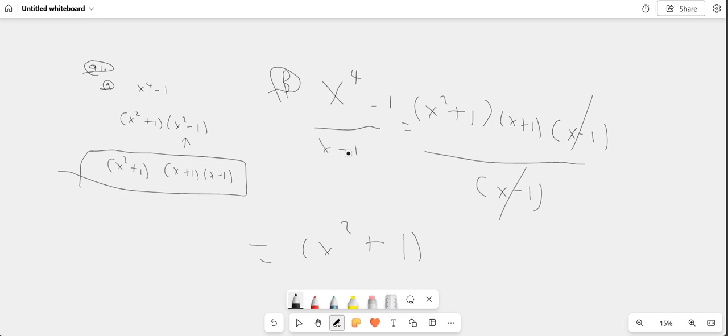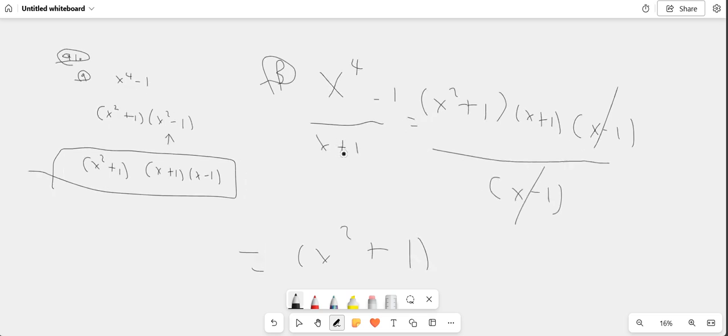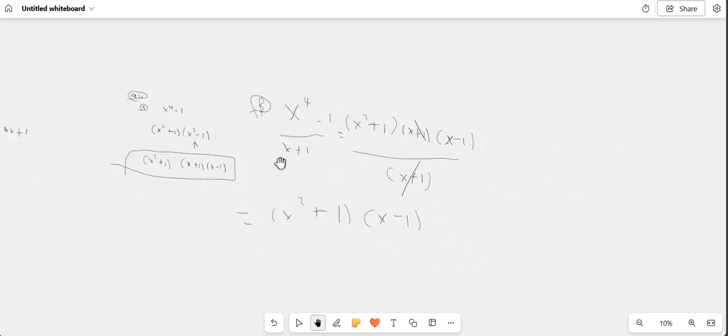Why do I always write the negative signs wrong here? It's actually plus in the question. So I'm dividing by plus, so it's not the negative one that's cancelled. It's the positive one that's cancelled. So x plus 1 cancels, and x squared plus 1 times x minus 1 is left over. Alright, calm. That's it.